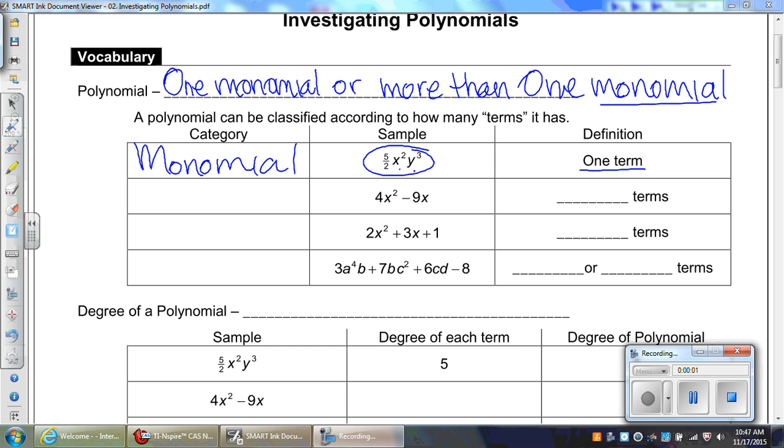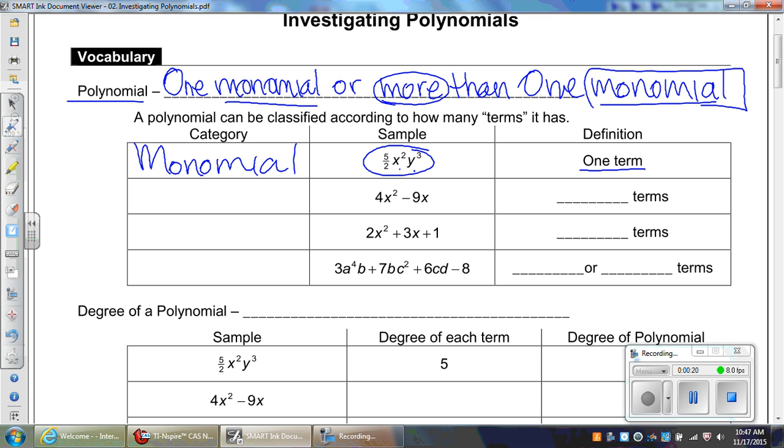This video will cover investigating polynomials. So we started by writing a definition of a polynomial. A polynomial is one monomial or more than one monomial. So we could have two monomials, three monomials, four, and even more than that.